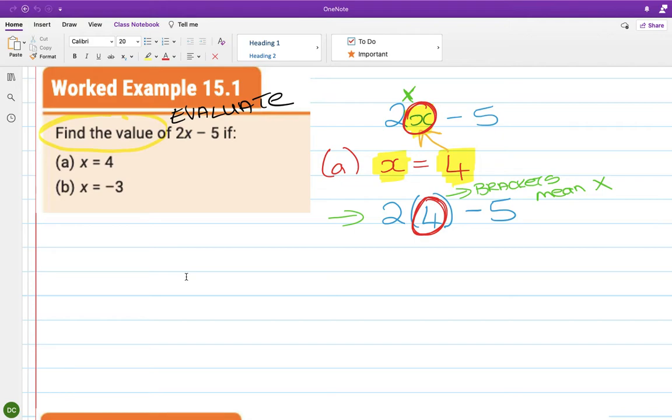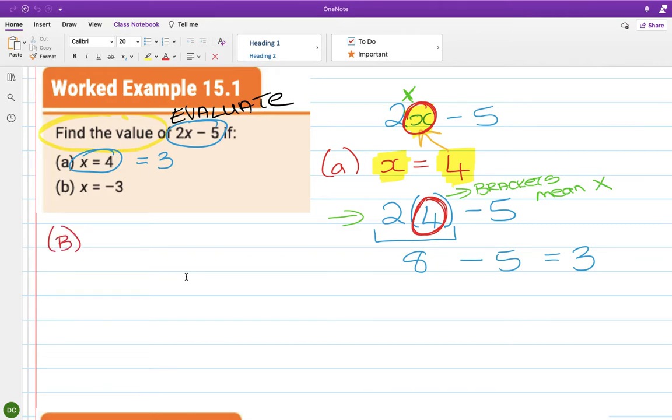Okay, so 2 bracket 4 means 2 multiplied by 4, and 2 multiplied by 4 is 8. So that's this bit. Then we have minus 5, and 8 minus 5 is 3. So the value of this when x is 4 is 3. Yeah? So let's try B.